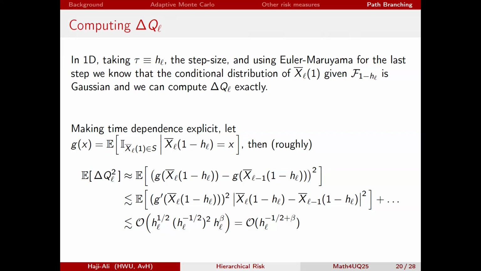This derivative is mostly 0 for most of the time, except for the paths that are close to the discontinuity. And those are, because of the size of the Gaussian, exactly order square root of HL. But then the size of the derivative is 1 over square root of HL because of the Gaussian. So I get the square of this times HL. So the end result is that this expected value of delta QL squared is HL to the beta, which is what I want, but minus half, which is the price I have to pay. But the cost is the same. There's no additional cost to this estimate.